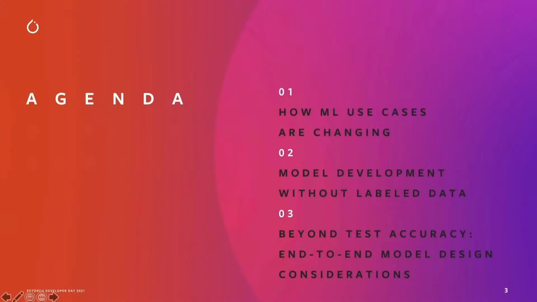Hi, my name is Lawson Huang, and today I'd like to share some insights from our real-world research to production work from doing projects in machine learning at Fidelity. First, I want to give an overview of how we see machine learning use cases changing in recent years. There's been a shift in what machine learning use cases look like now versus, say, 2 or 3 years ago. Second, I want to talk about this idea of model development without labeled data.